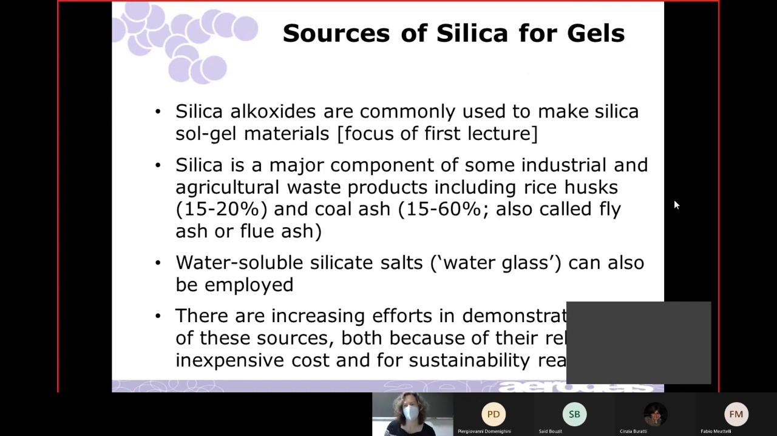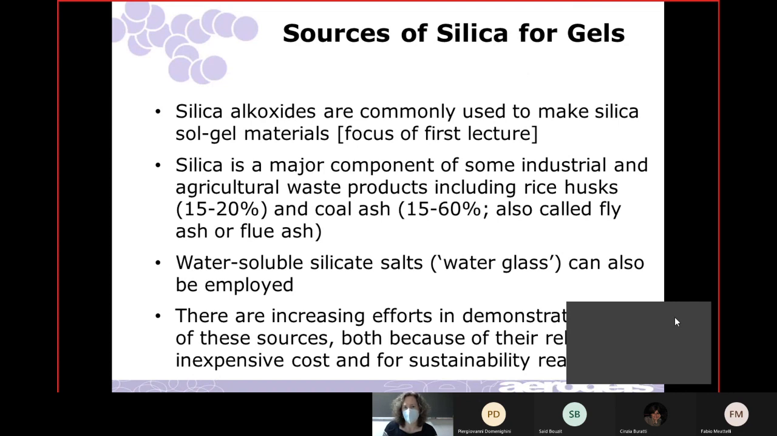This is the ash that results from burning coal. Depending on the type of coal, could be 15 to 60% of it is made up of silicates. There are also a number of water-soluble silicate salts, which collectively are called water glass, and they are soluble in water, and they could also be employed. Now, the chemistry is going to be a little different for the different silica-containing species, but these are all silica species that are available.